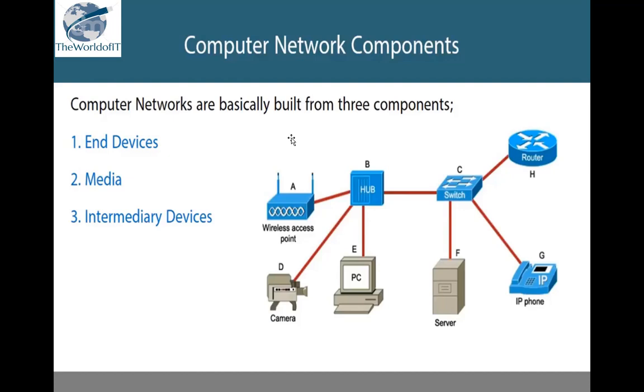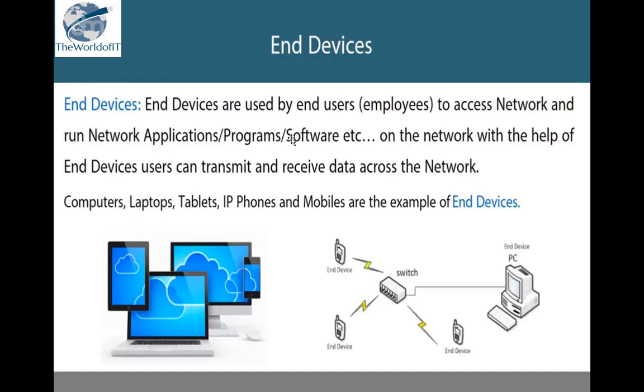Computer networks are basically built from three components: end devices, media, and intermediary devices. End devices. End devices are used by end users, employees, to access the network and run network applications, programs, software, etc. on the network. With the help of end devices, users can transmit and receive data across the network. Computers, laptops, tablets, IP phones, and mobiles are examples of end devices.